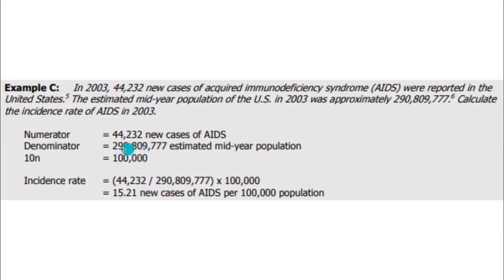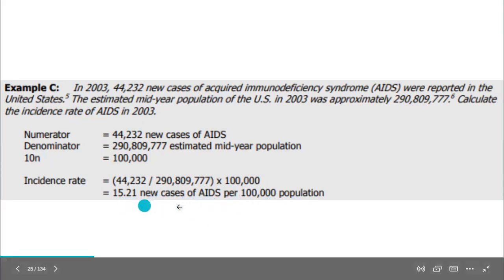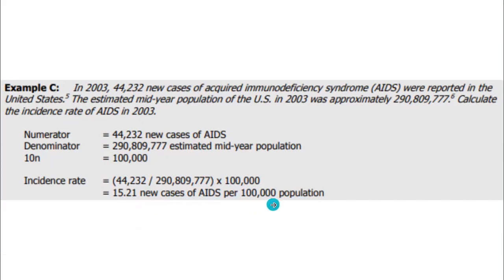Depending on which values would give us a reasonable count, as I mentioned in the previous slides, or more significant values. So for the incidence rate, we compare 44,232 with that of the entire population now, and the quotient is multiplied by your factor, which is 100,000. So we now get a total of 15.21 new cases of AIDS per 100,000 population, or in other words, 15 cases of AIDS per 100,000 population at that particular time.